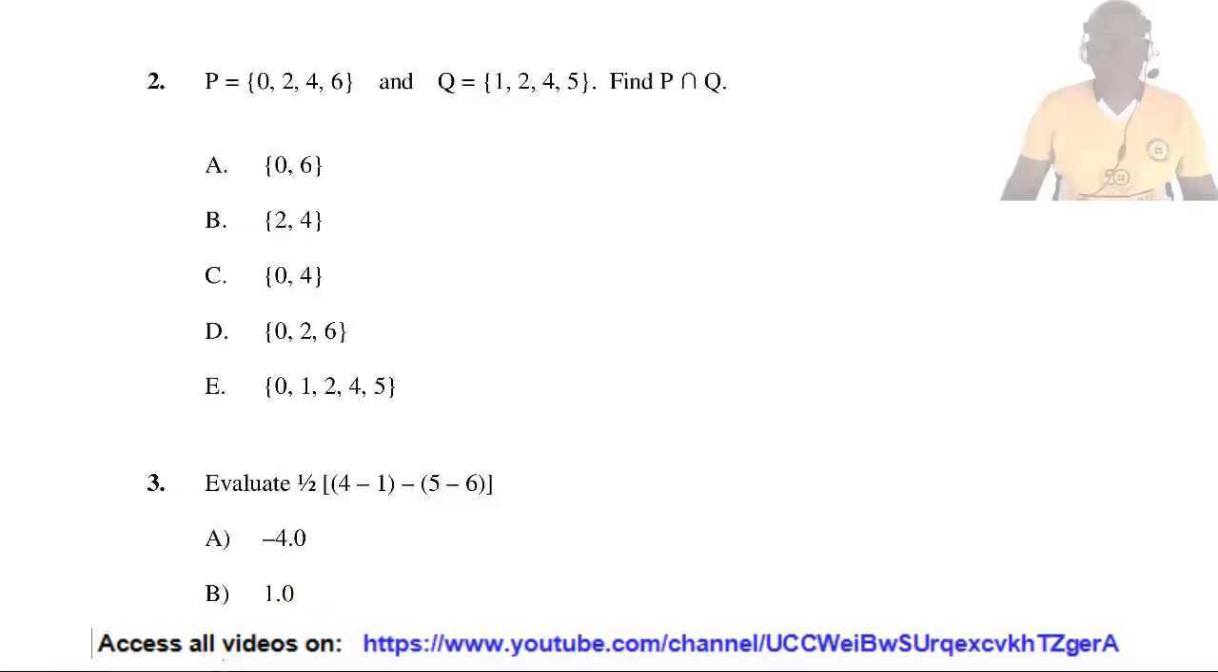Question 2. Set P equals {0, 2, 4, 6}, and set Q equals {1, 2, 4, 5}. Find P intersection Q. 2 is common to P and Q, 4 is common to P and Q, so {2, 4}. So the answer is B.